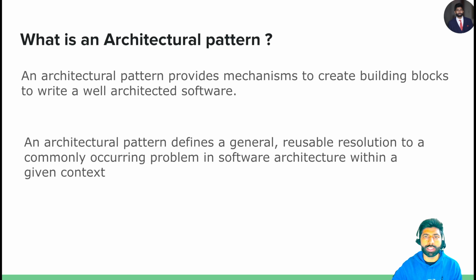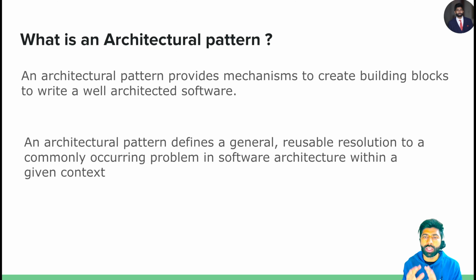Let's first understand what is an architectural pattern. So an architectural pattern provides you a mechanism to create building blocks to write a well-architected software. Architecture pattern defines a general reusable solution to a commonly occurring problem in software architecture within a given context. So this is the definition from Wikipedia.